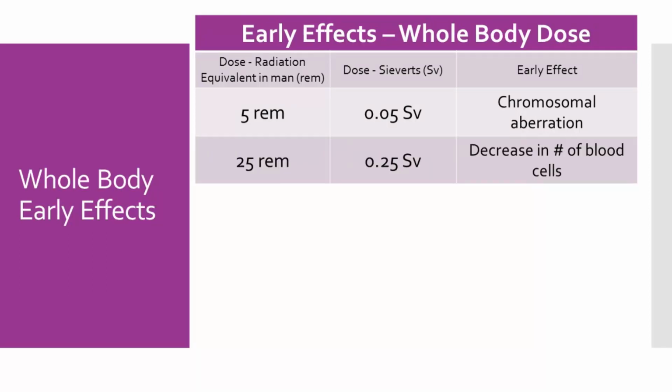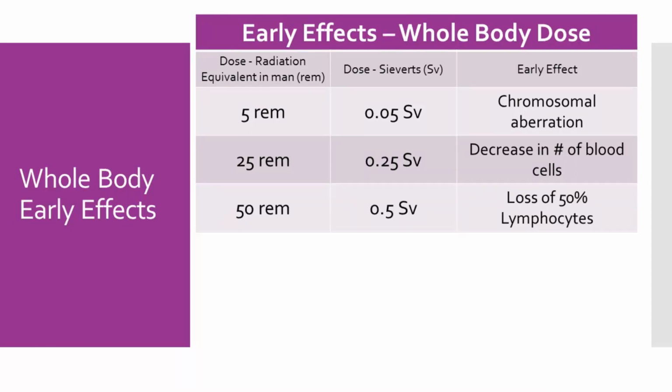At 25 rem or 0.25 sieverts, a decrease in blood cell count is experienced in the individual. This includes both white and red blood cells. An interesting fact is that early radiation workers had their blood checked weekly to ensure excessive exposures weren't being received. This was determined by their blood count. At 50 rem, or 0.5 sieverts, 50% of the individual's lymphocytes would be killed off. This places that individual in danger of infection, as the whole body would have difficulty fighting off illness.